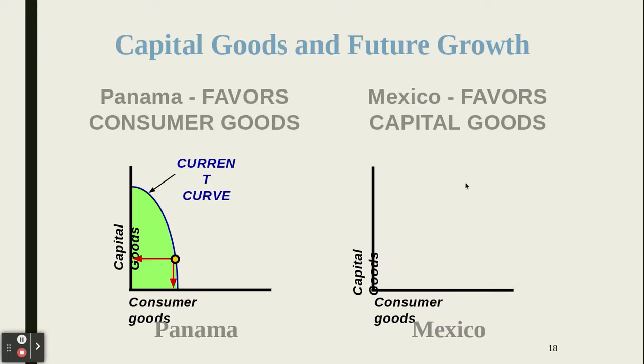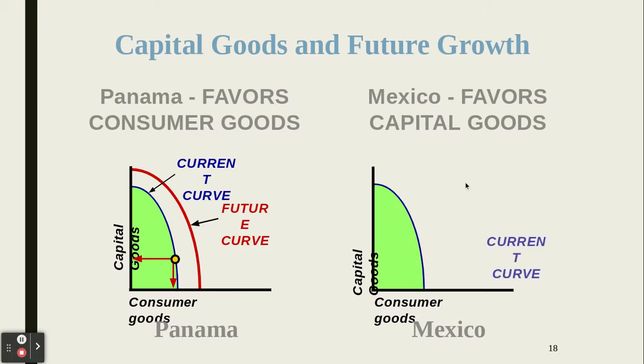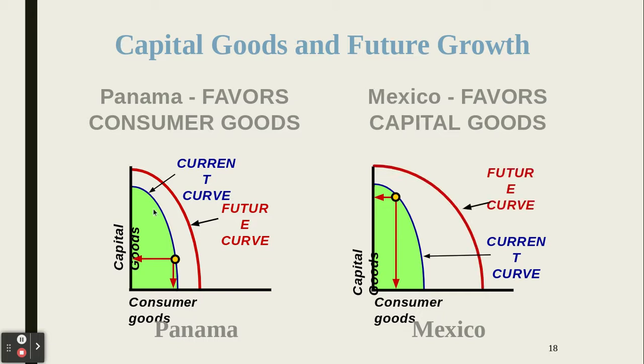All right, so we got consumer goods. Okay, we don't really need to talk about that. Again, this is kind of the allocative efficiency model here. So capital goods and future growth. So like we talked about, capital goods are the things that are used to make products. Okay. Consumer goods are the products. So you see the difference here.